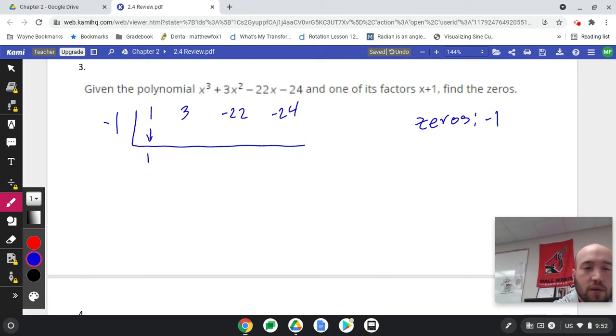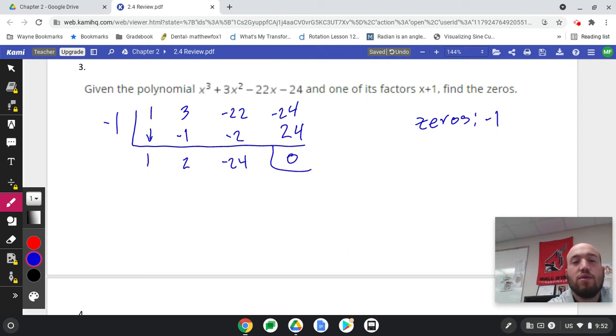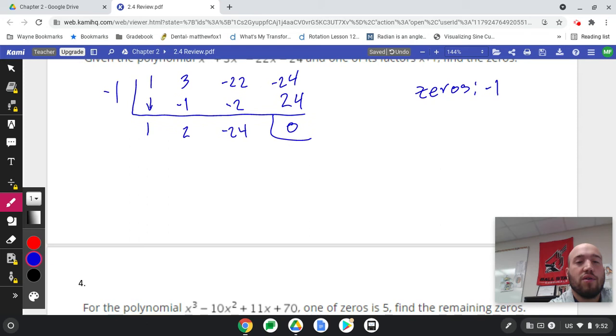We drop that 1, multiply, -1. Add straight down, we get 2. Multiply, it's -2. Add straight down, -24. We multiply, and we are going to get 24. We add straight down, and we get 0. Okay, that's good. That's what we want. That confirms that -1 is a 0.